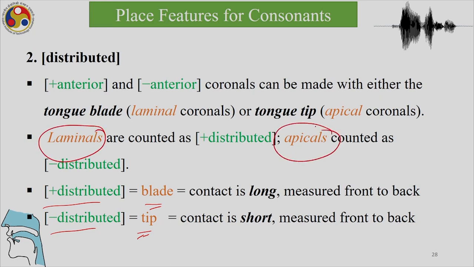Remember, when we talked about articulatory phonology, we looked at the linguistic diversity in the languages of the world, and we looked at laminals versus apicals. Laminals can be both dental and alveolar, and apicals can also be either of them. One involves the tip of the tongue and the other the blade, so plus distributed uses the blade, and minus distributed uses the tip. So laminal and apical can be understood in terms of feature theory as plus distributed and minus distributed respectively.